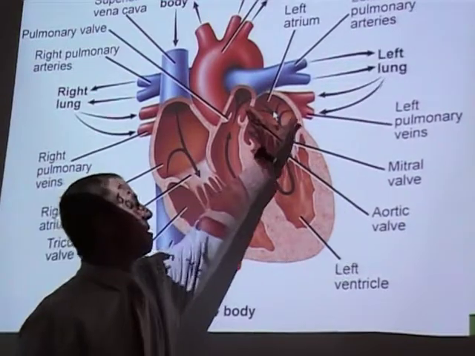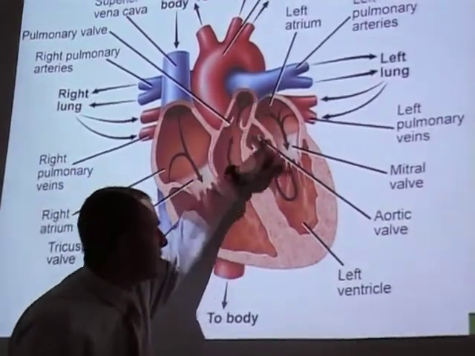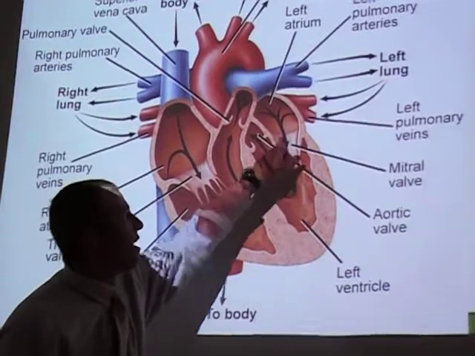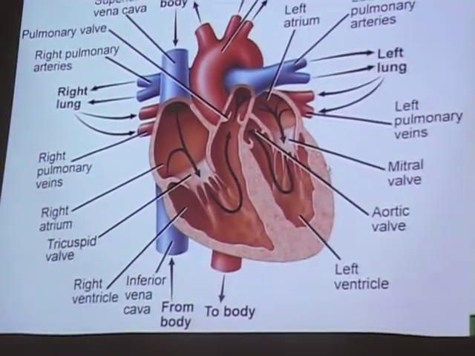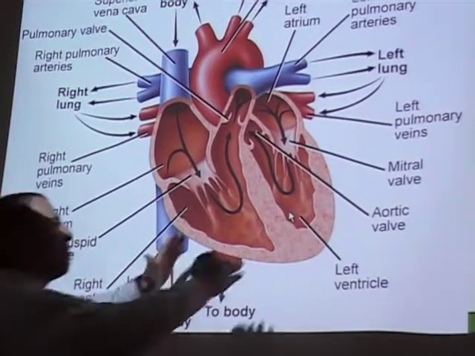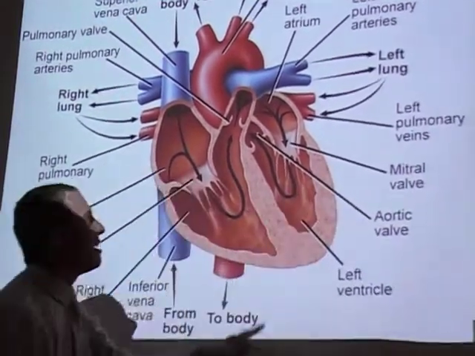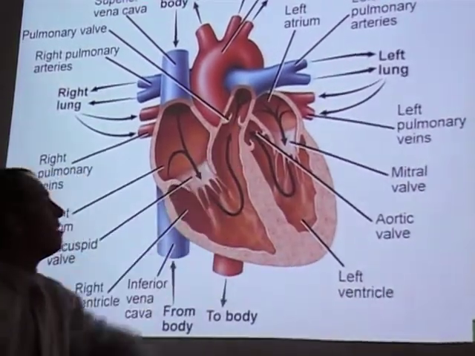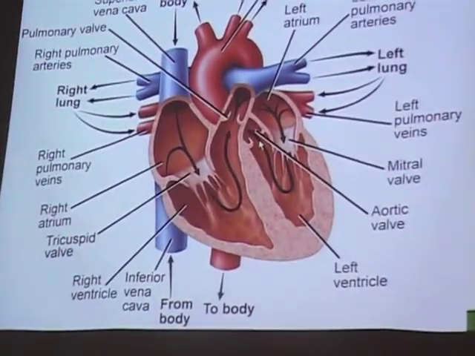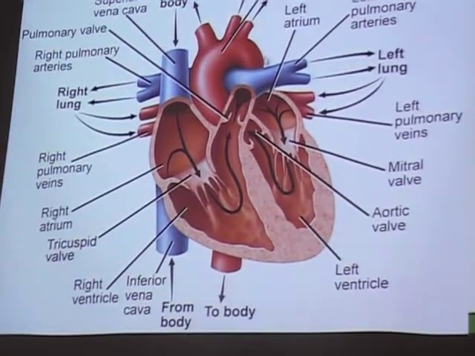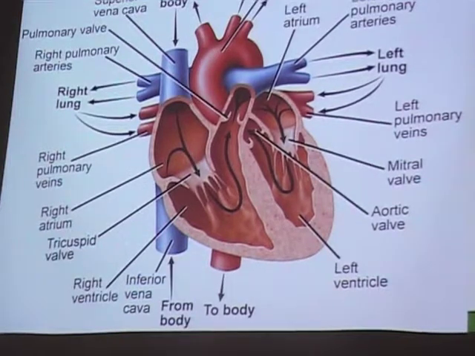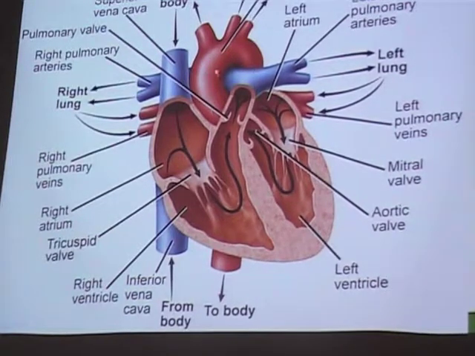And then the left atrium gives it a squeeze, and that pushes the blood down through this valve called the mitral valve into the left ventricle. And then the left ventricle gives it a big squeeze, and that pushes blood up through another valve called the aortic valve into this huge vessel here called the aorta. It's the largest vessel in the body. That's a big artery that leads away from the heart.